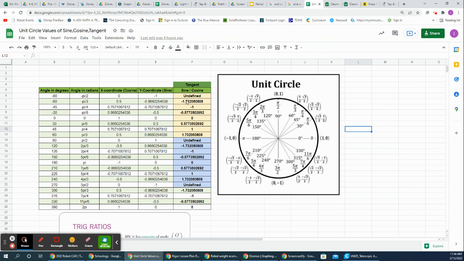Okay? Alright, so now we're going to start plotting these values for tangent, or what we did was sine over cosine, right? All of these values here based off of the angle measures, like negative pi over 2, negative pi over 3.